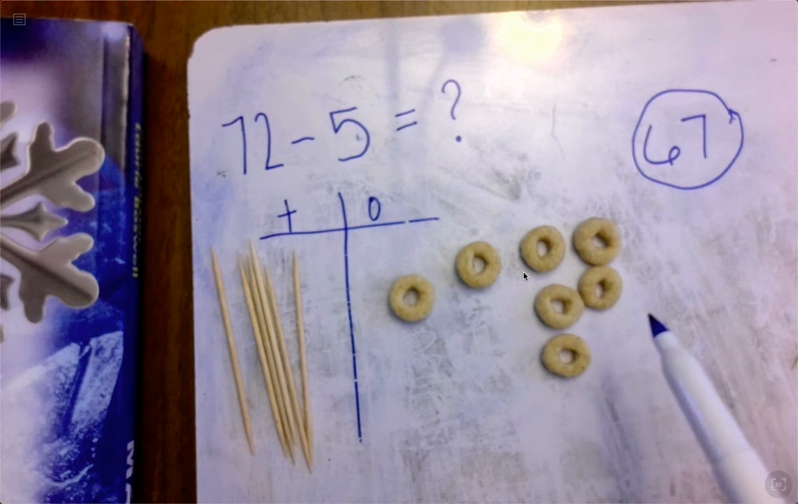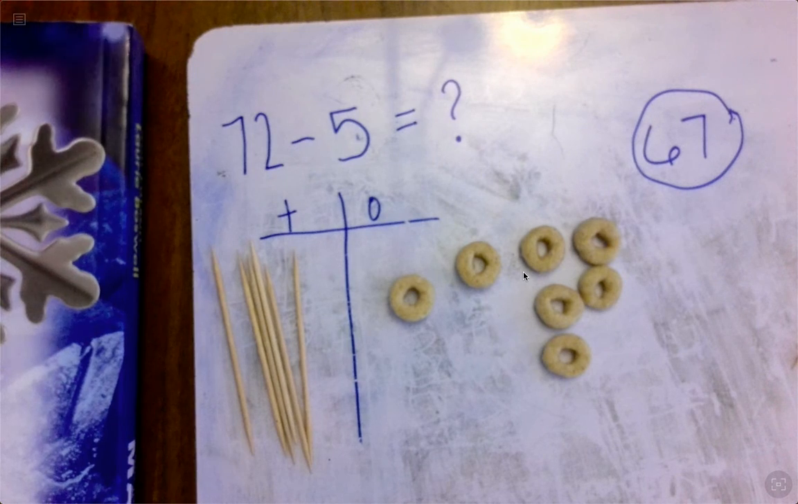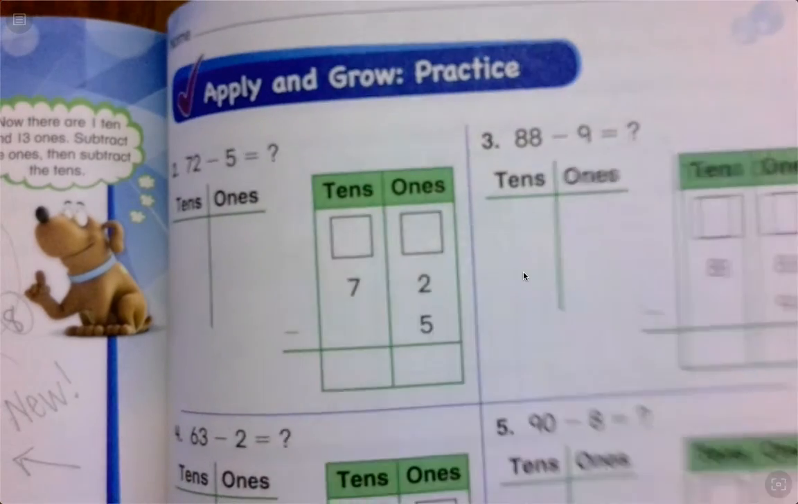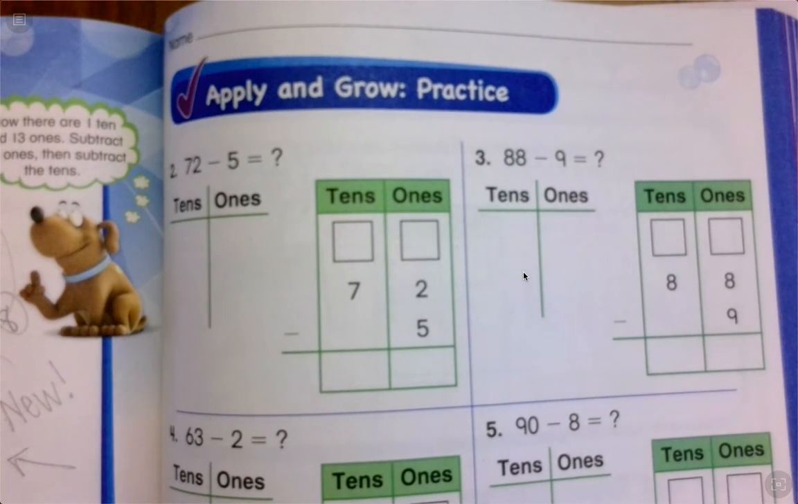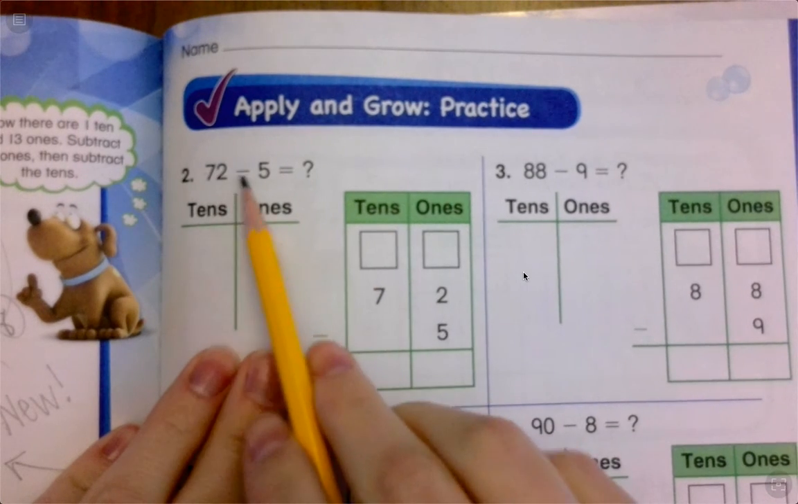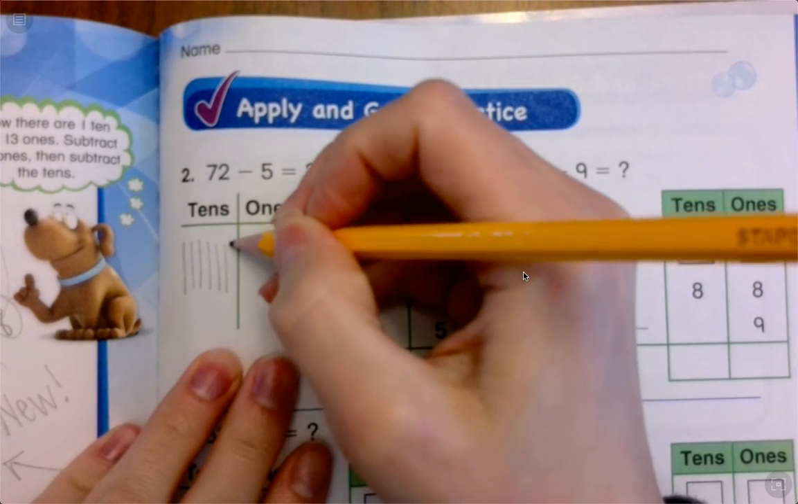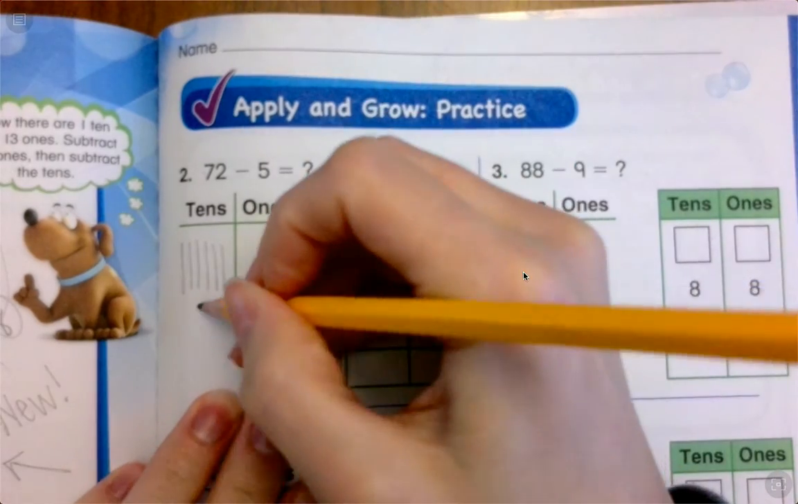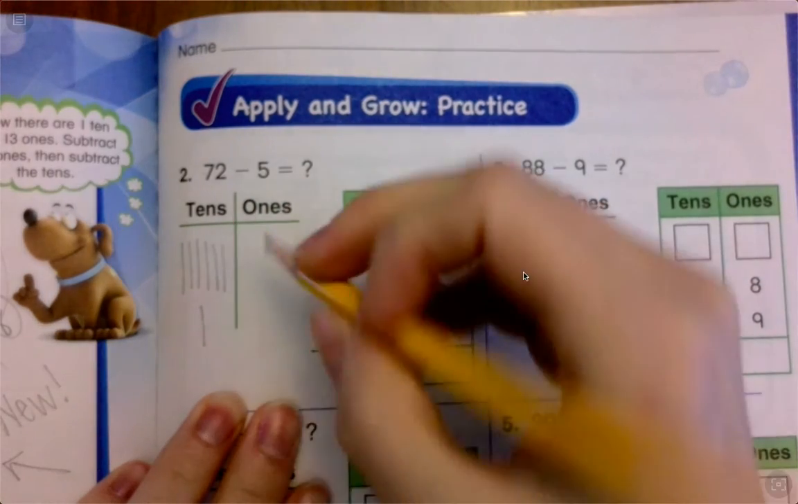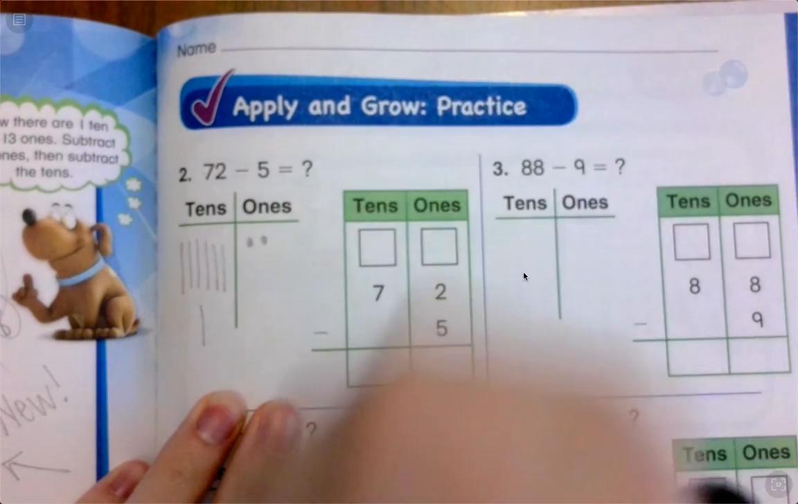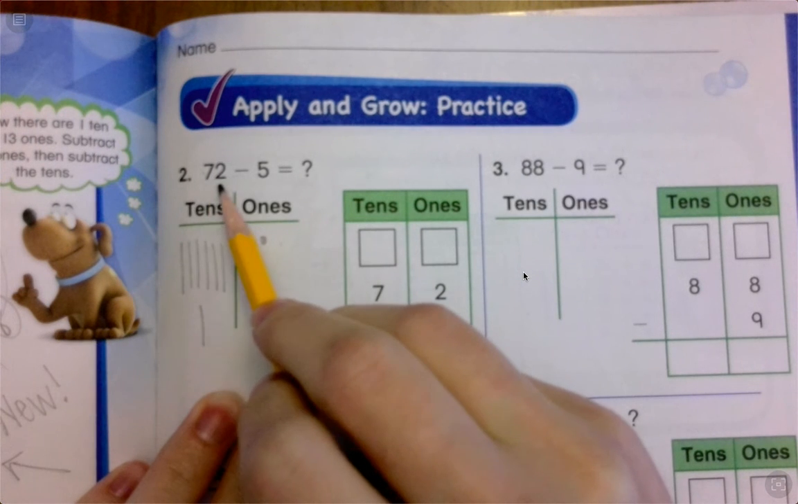Okay, remember this is yesterday's part. Let's go over here to the part that we're going to be doing today. All right, so 72 minus 5. We've got 1, 2, 3, 4, 5, 6, we'll go 7. Okay, and then 2, right? 72, because I'm showing that number.